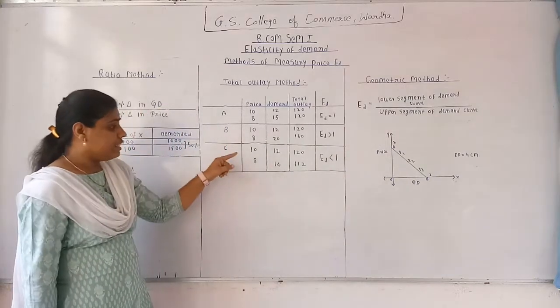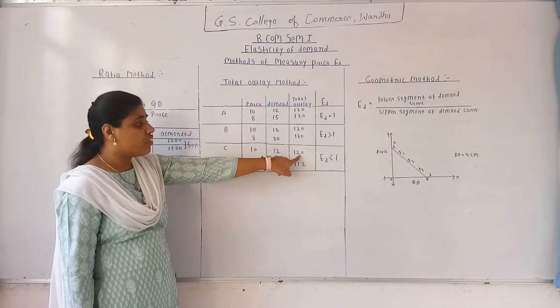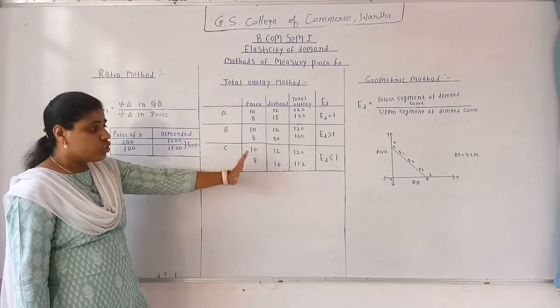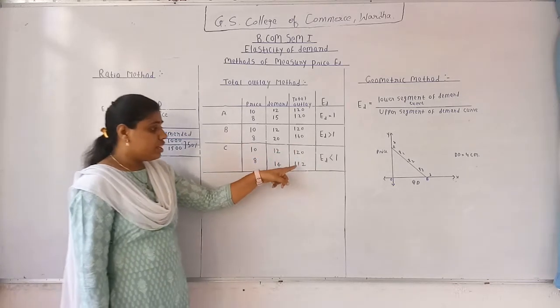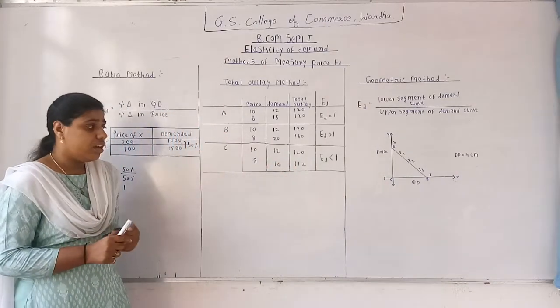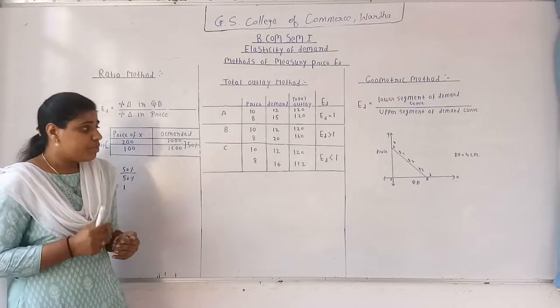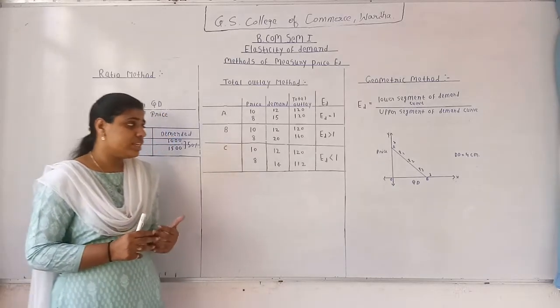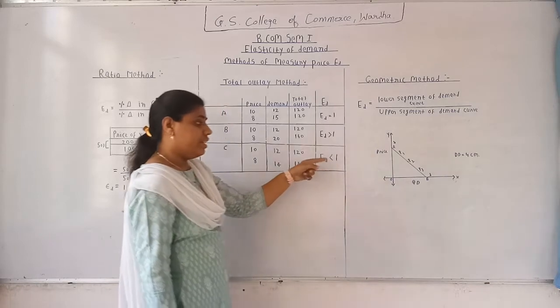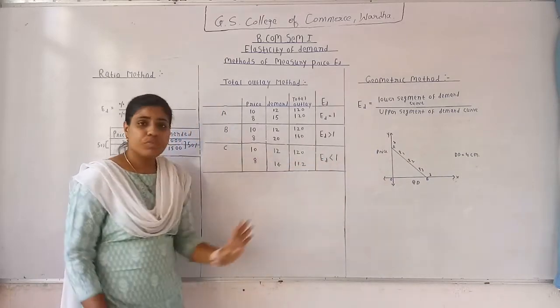Here we can see that the original expenditure of the consumer is 120, and when the price is declining, the original expenditure is declining. When the total expenditure of a consumer declines due to change in price, elasticity of demand would be lesser than 1. Here ED would be lesser than 1.